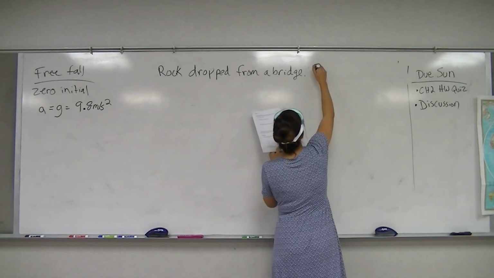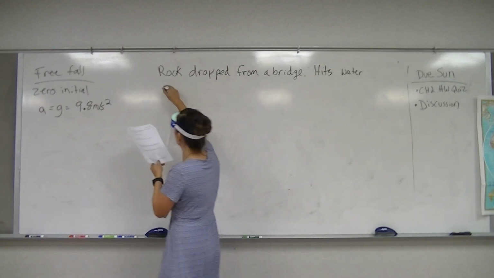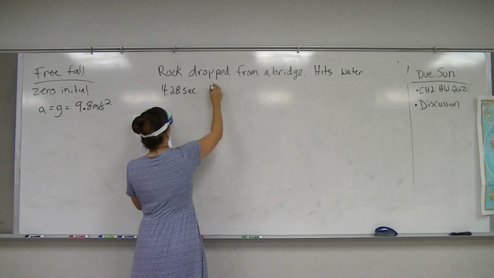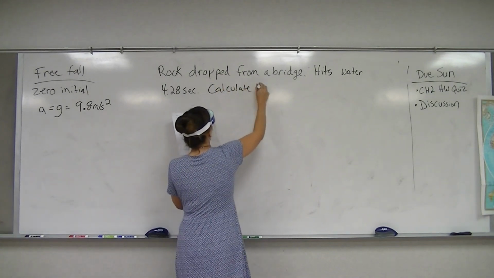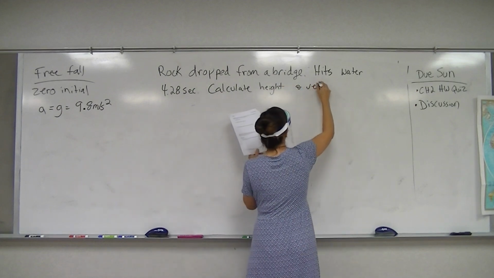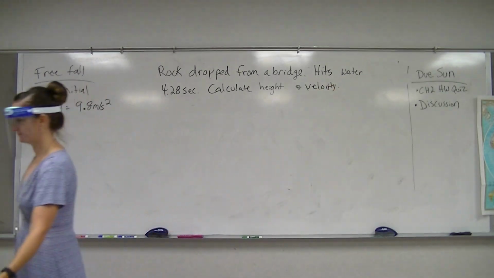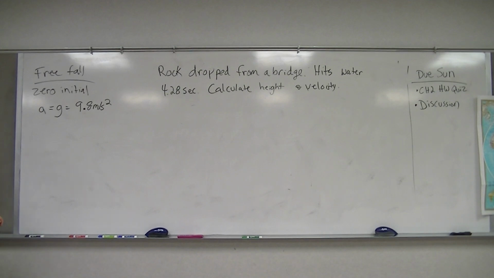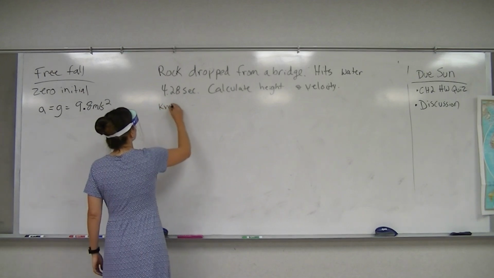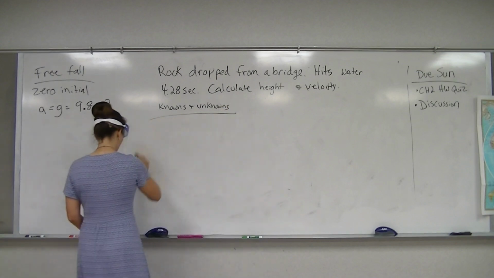Rock dropped from a bridge, hits water in 4.28 seconds. We're going to calculate the height of the bridge and the velocity of the rocks right before they hit the water. Alright, so, knowns and unknowns. We'll start there, good place to start.